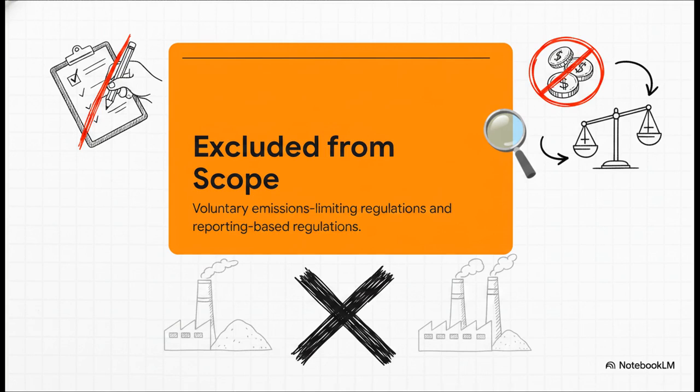Not everything counts. Completely excluded from this scope are any voluntary emissions limiting regulations, like voluntary carbon trading systems, as well as regulations that are strictly reporting based. Basically, if a local government simply requires you to tell them how much you emit, but they don't cap you or tax you for it, it does not count toward a specific regulatory percentage metric. The standard is laser-focused on actual financial exposure.